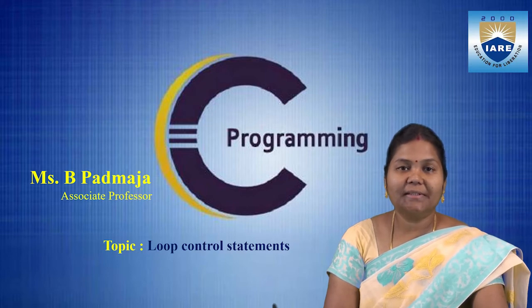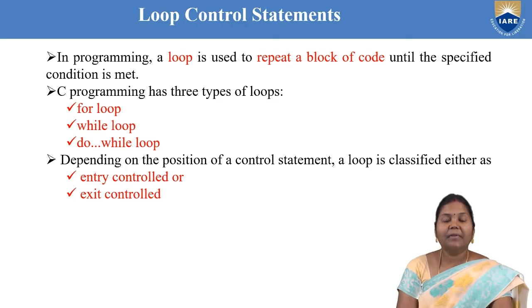Today we are going to discuss loop control statements in C language. Now, what do you mean by a loop? A loop is a set of statements or a block of statements which are executed repeatedly until a particular condition is met. Until the condition is satisfied, the set of statements will be repeatedly executed. When the condition becomes false, the loop stops and the control will come out of the loop.